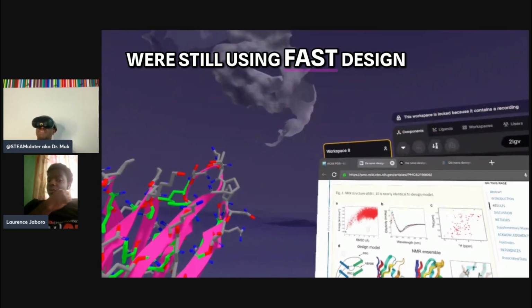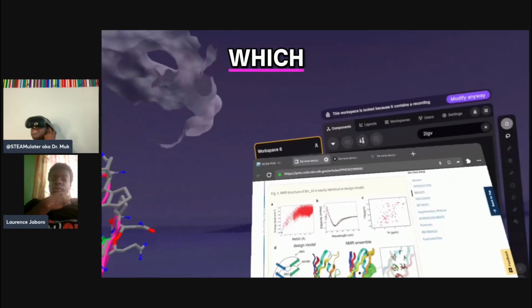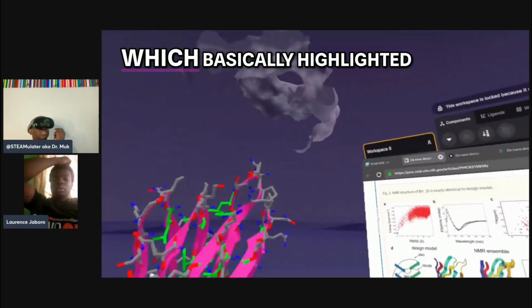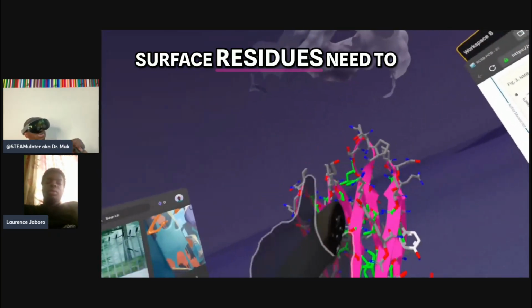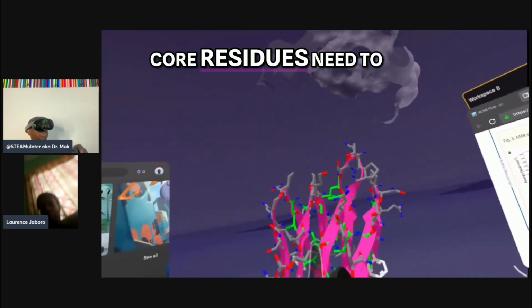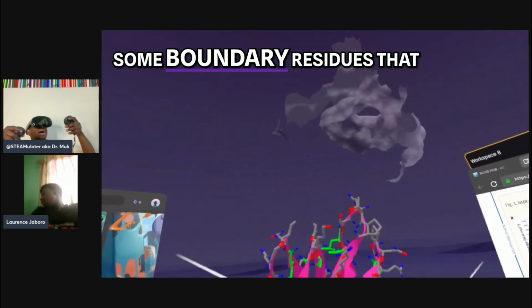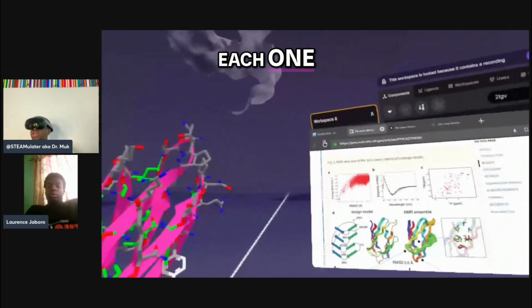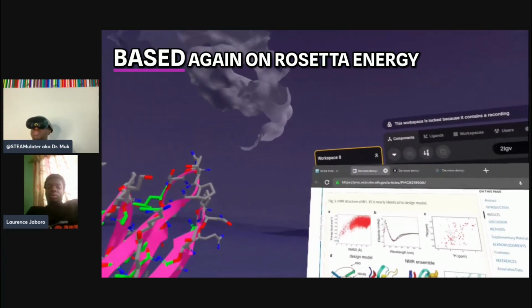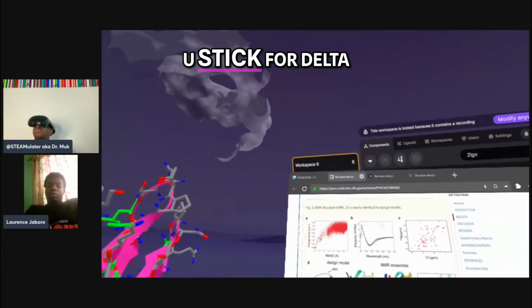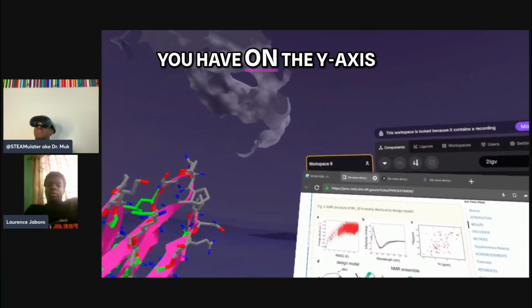We do a sequence optimization. I think here we were still using FastDesign, which included layer design, I think, which basically highlighted, okay, surface residues need to be polar, core residues need to be hydrophobic, and then you had some boundary residues that are a mixture of each one. And you were scoring based again on Rosetta energy. You stick for delta G of folding, and so that's what you have on the y-axis.